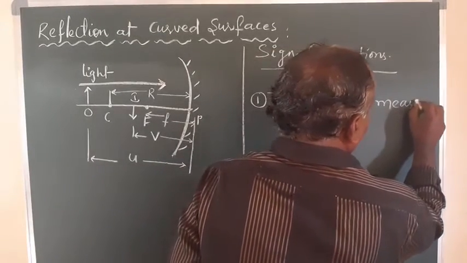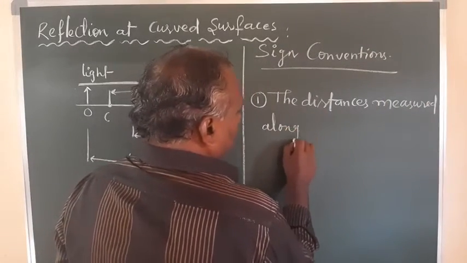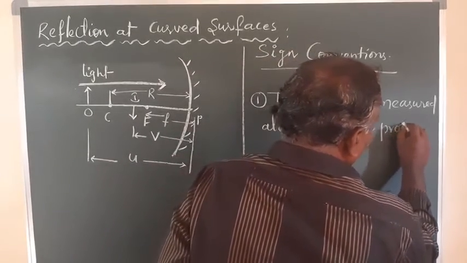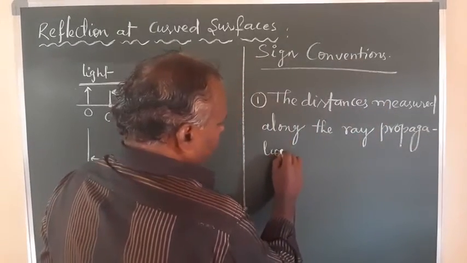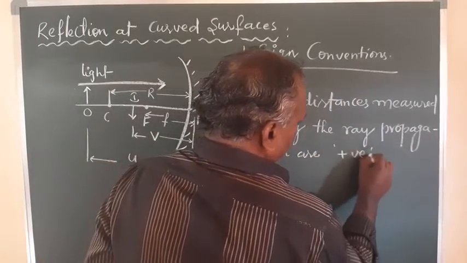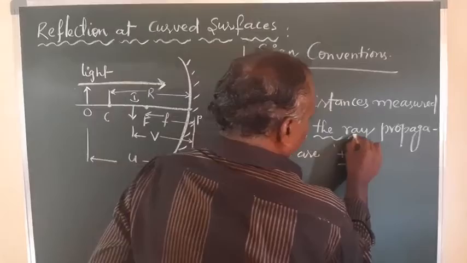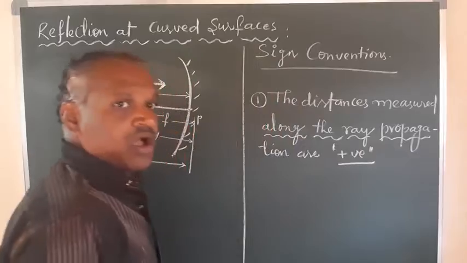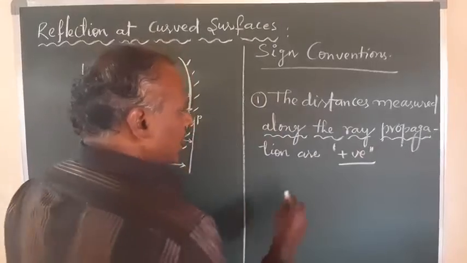That is, the distances measured along the ray propagation are positive. Along the ray propagation, if the distances are measured, then they are considered to be positive. Opposite direction of ray propagation, if the distances are taken, they are negative, and vice versa.